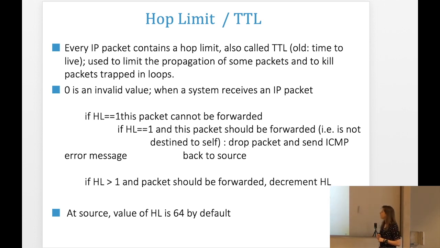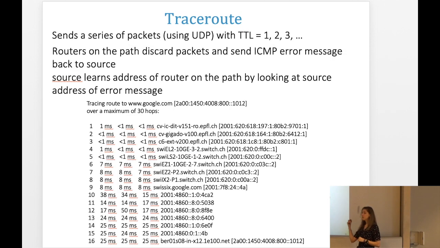This field is used in a command called traceroute, which you will also see in the lab. This command allows you to see which intermediate systems are used to connect to a particular endpoint. For instance, if you are here at EPFL and you want to send messages to Google, you can do traceroute Google and see all of the intermediate systems along the way. The way this works is that it uses the hop limit field.